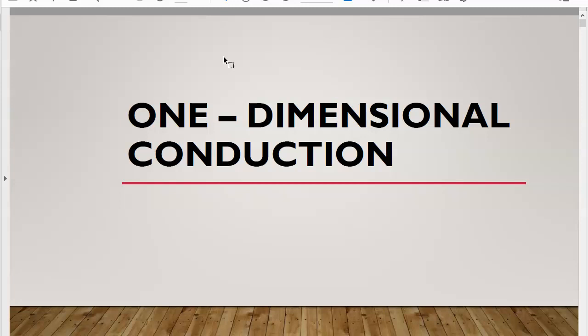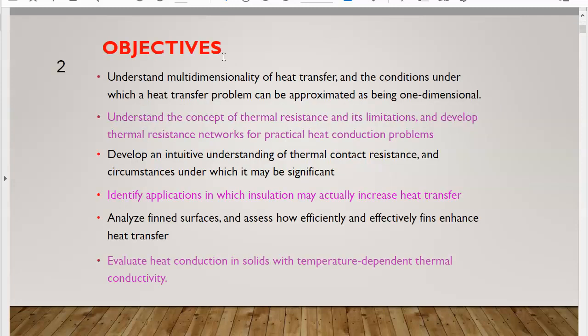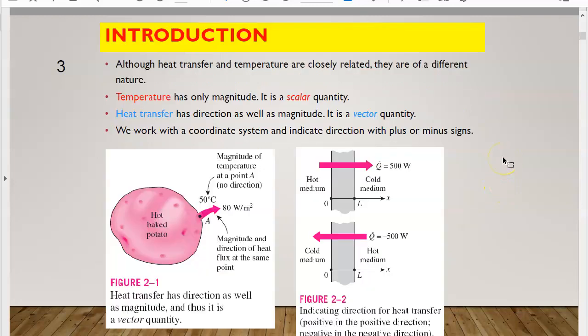Okay, today we'll continue on the next chapter, which is one-dimensional conduction. So this is basically what we will cover. Have a look at it. We will understand multi-dimensional conduction, look at thermal resistance and its limitations, and then develop an understanding of thermal contact resistance, identify applications in which insulation may actually increase the heat transfer, analyze fin surfaces, and also evaluate heat conduction in solids with temperature-dependent thermal conductivity. Right, introduction.